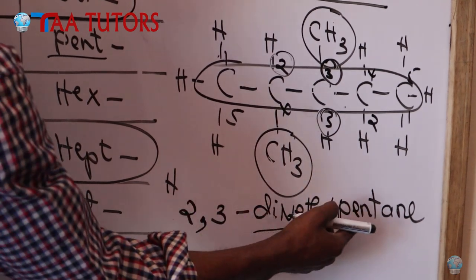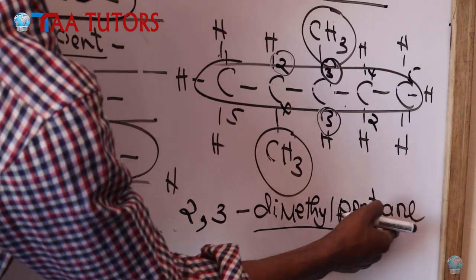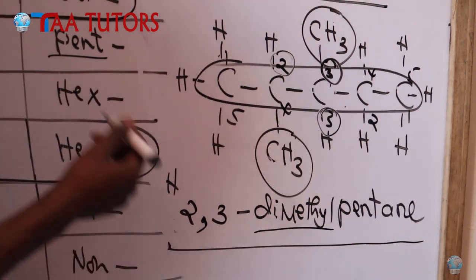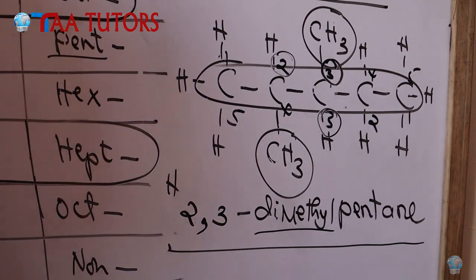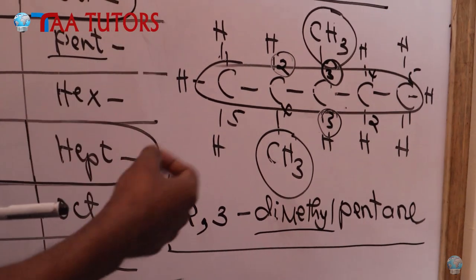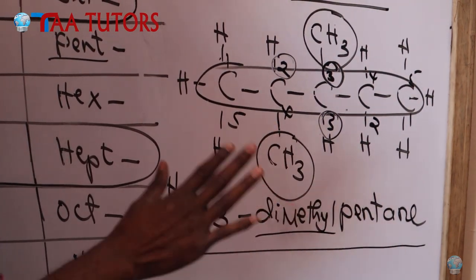Those methyls are branching from a chain with 5 carbon atoms, pentane. And in this chain, there's no double bond. There are only single bonds. That's why we have ane. So this is the name here. How do we read this name? 2,3-dimethylpentane, not 2,3-methyl. That's craziness. You have to stick to it. This comma and the dash must not appear.